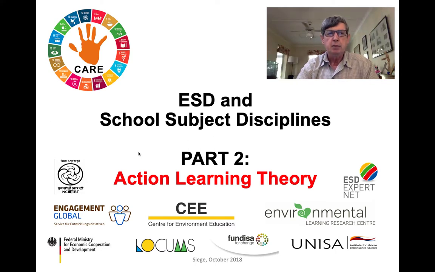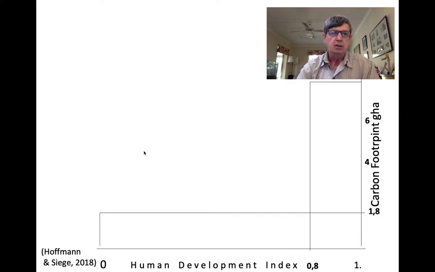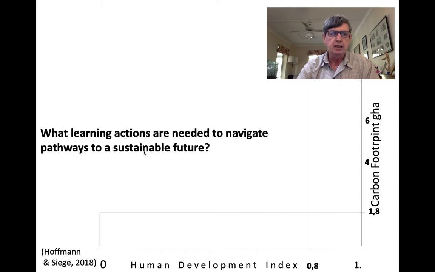Handprint Series Part 2, ESD and School Subject Disciplines, Action Learning Theory. One of the key challenges in any form of education for sustainability or a sustainable future is the concept of sustainability. And Hoffman and Ziegler asked the question, what learning actions are needed to navigate pathways to future sustainability?